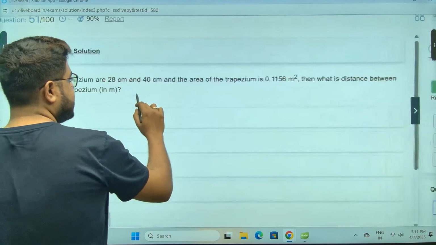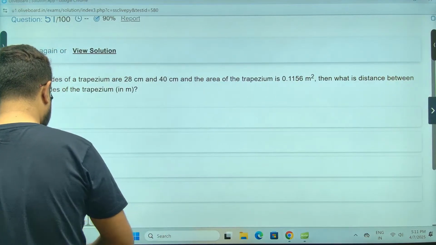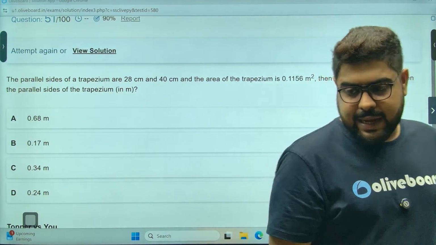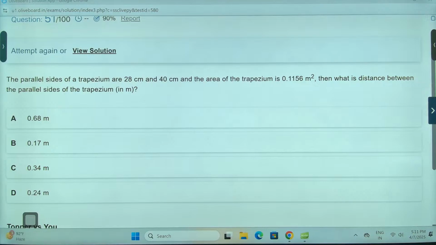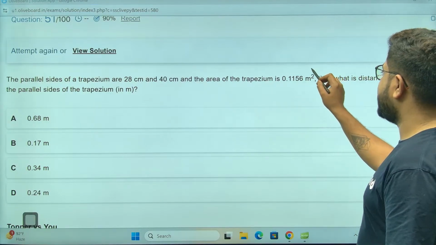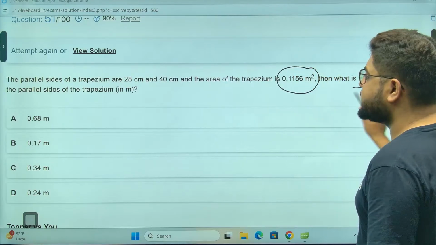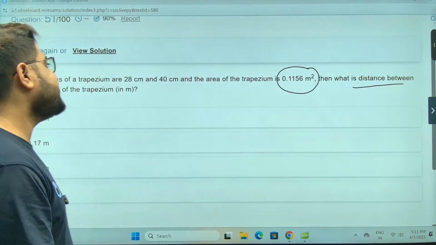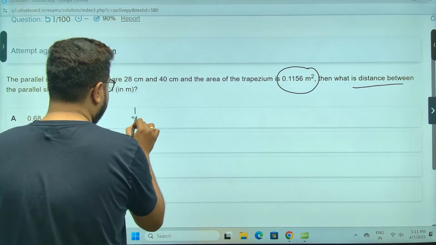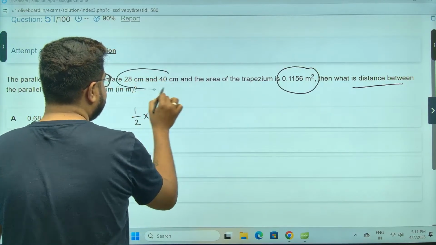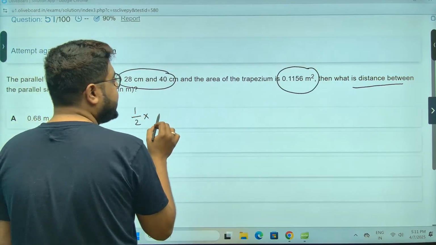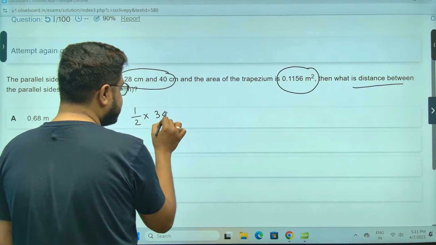First question is this one, sir. The parallel sides of a trapezium are 28 and 40 centimeters, and the area is given. What is the distance between the parallel sides? They are asking for the height only. It's very simple. It is the average of the parallel sides, the formula for a trapezium. 28 and 40, so 68 by 2 is 34.